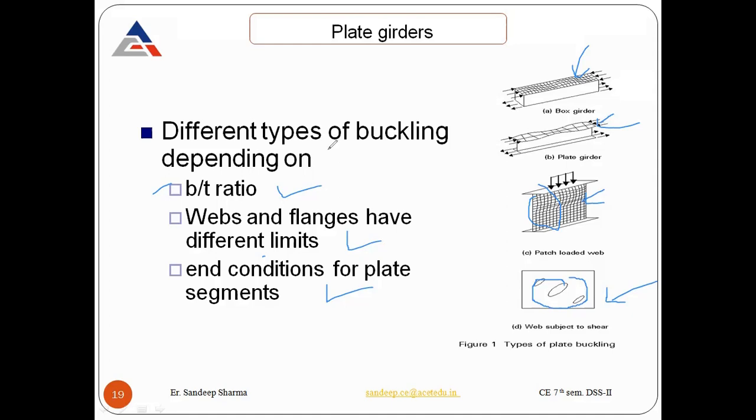So we have the different types of buckling depending upon the width by the thickness ratio. Web and flanges have different limits as well as the end conditions for the plate segment. So all these factors depend upon the different types of buckling.